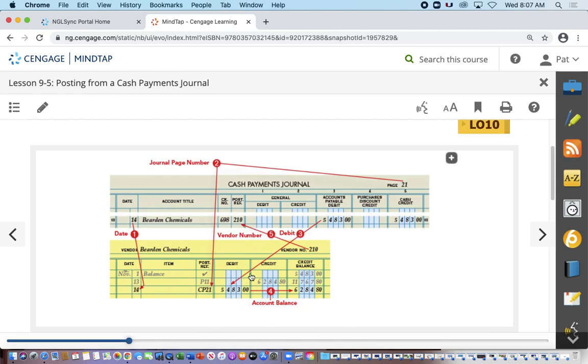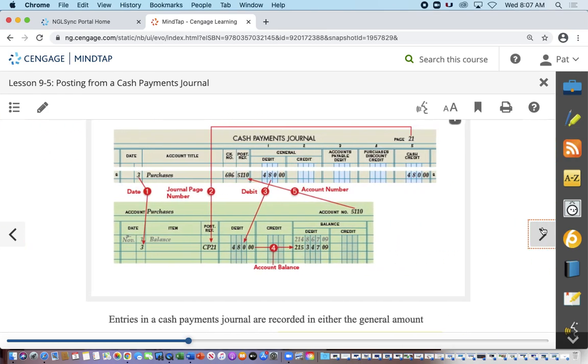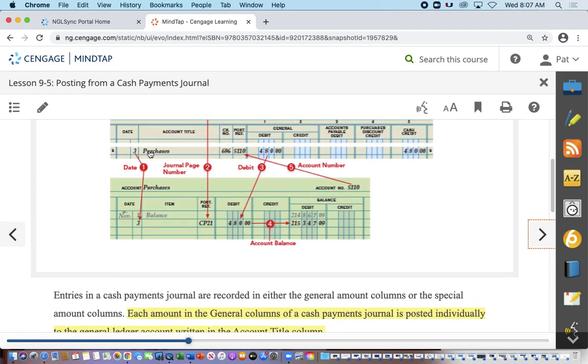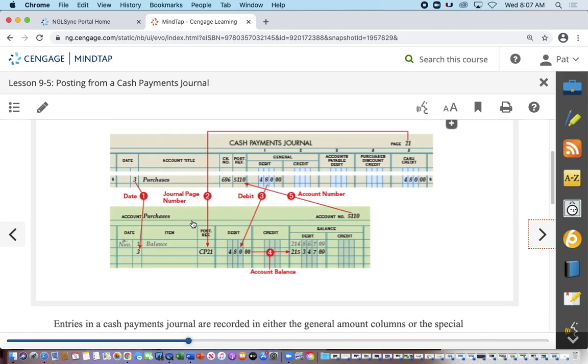So posting's not going to be too bad. You're going to post accounts payable individually to the vendor. Now this title says the general amount columns are going to be posted individually to each account. So purchases, all the expenses, supplies, office, insurance, we will post these individually to the general ledger. So we're in the general ledger. They give you different colors, right? But you also know because we have two balance columns in the general ledger versus the accounts payable.